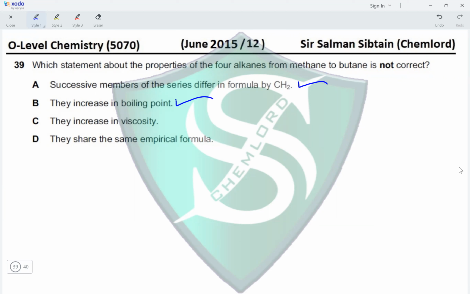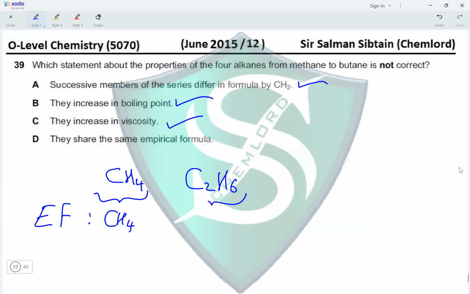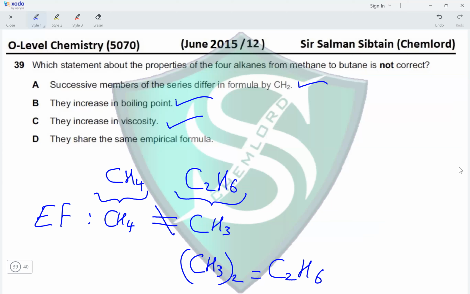The increase in viscosity, as the mass of the compound increases, its viscosity increases. So the greater the mass, the greater the viscosity. This statement is also correct. They share the same empirical formula. So they talk about alkanes. The first member of the alkane homologous series is CH4 methane, and the second member is C2H6 ethane. The empirical formula for methane would be CH4, whereas the empirical formula for ethane would be CH3, because CH3 times 2 would give us C2H6. And since CH4 and CH3 are not the same formulae, we can conclude that they do not have the same empirical formula, making option D the correct option for this question.